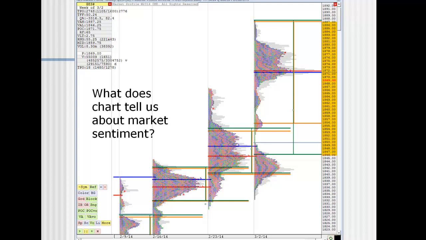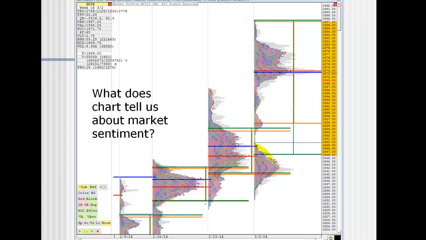What does the chart tell us about market sentiment? So if we look at the prior week, what does the chart here for the prior week tell us about market sentiment? Was the market bullish? Was the market bearish? Well, let's take a quick look at it together and analyze and see what happened.